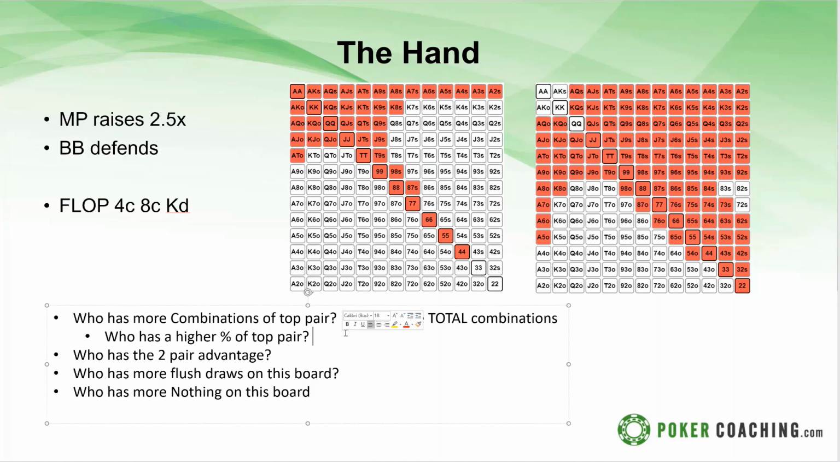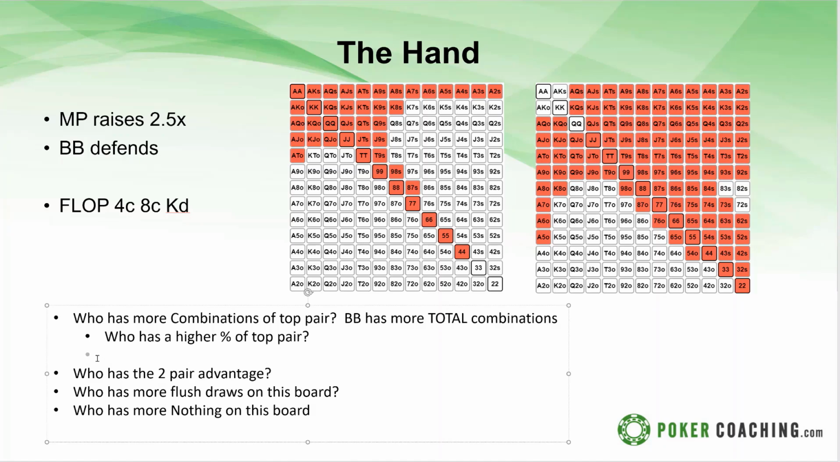Okay, so let's get into a little bit of combo counting here. I'm going to add this to the slide. Let's do this one. Practice counting combos from the range. How many combinations of 2 pair does MP have? All right, so in the chat, respond. How many combinations of 2 pair does the middle position player have? Take a look at this range right here.